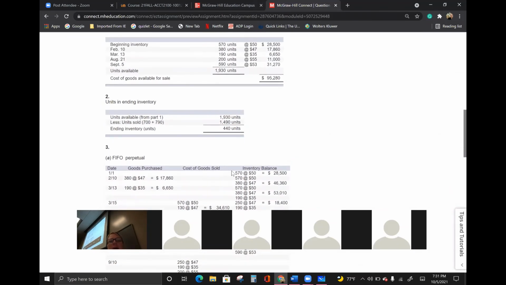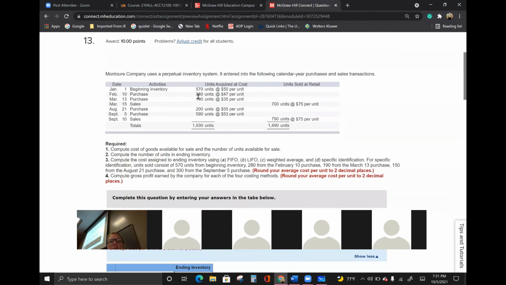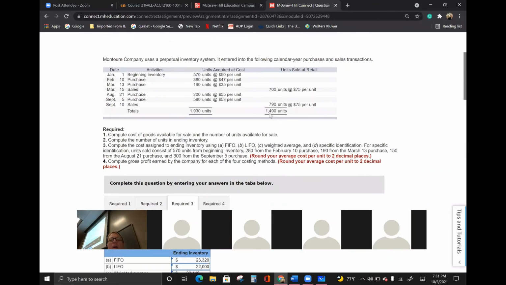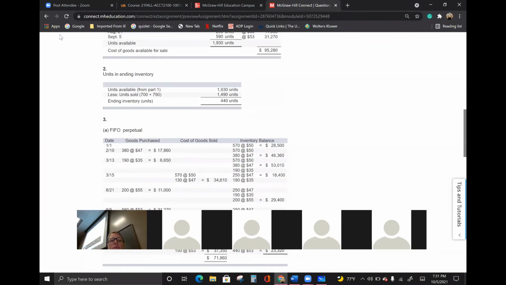So we have our beginning balance, 570 units at 50, which is 28.5. Then it says we have 380 units that we purchased for $47, and then we purchase again 190 at 35. So we're taking our purchase of 380 times 47, the 190 at 35, and putting all of our units here that we have available to come up with the cost. So it'll be the 28.5 plus the 17,860 plus the 6650.